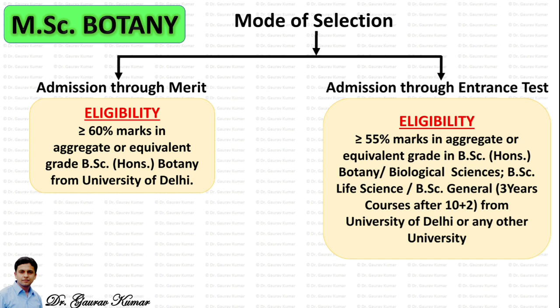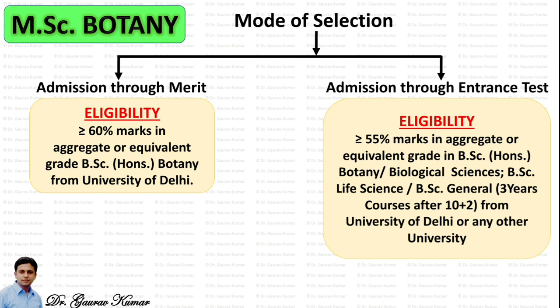So first let's start with the MSc Botany. In MSc Botany, the mode of selection is through merit as well as through the entrance test. If you see the merit, then the eligibility is that you should have greater than or equal to 60% marks in aggregate or equivalent grade in BSc Honors Botany from University of Delhi.